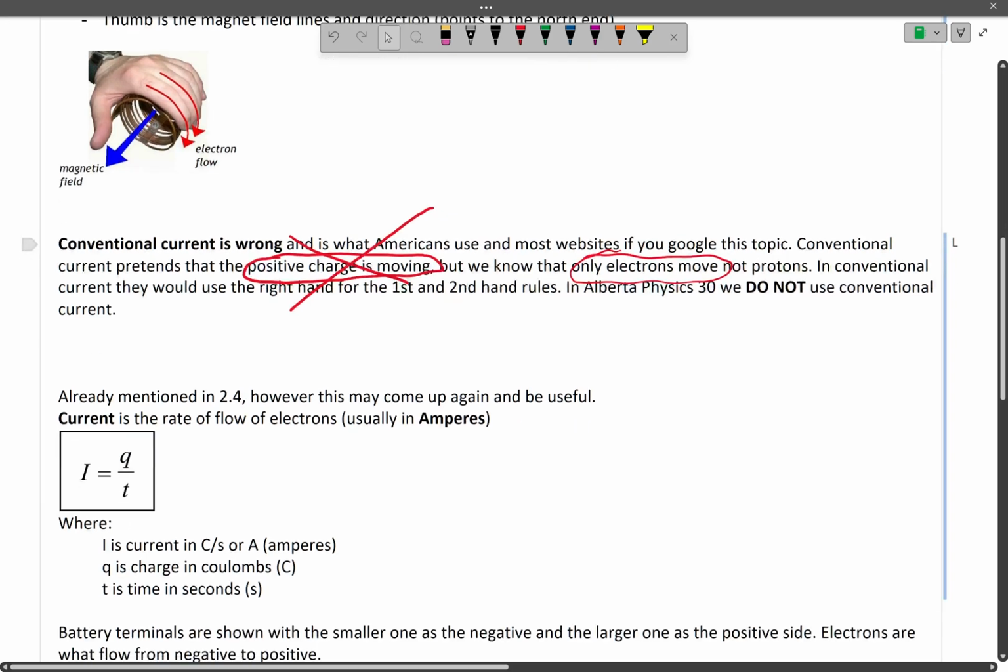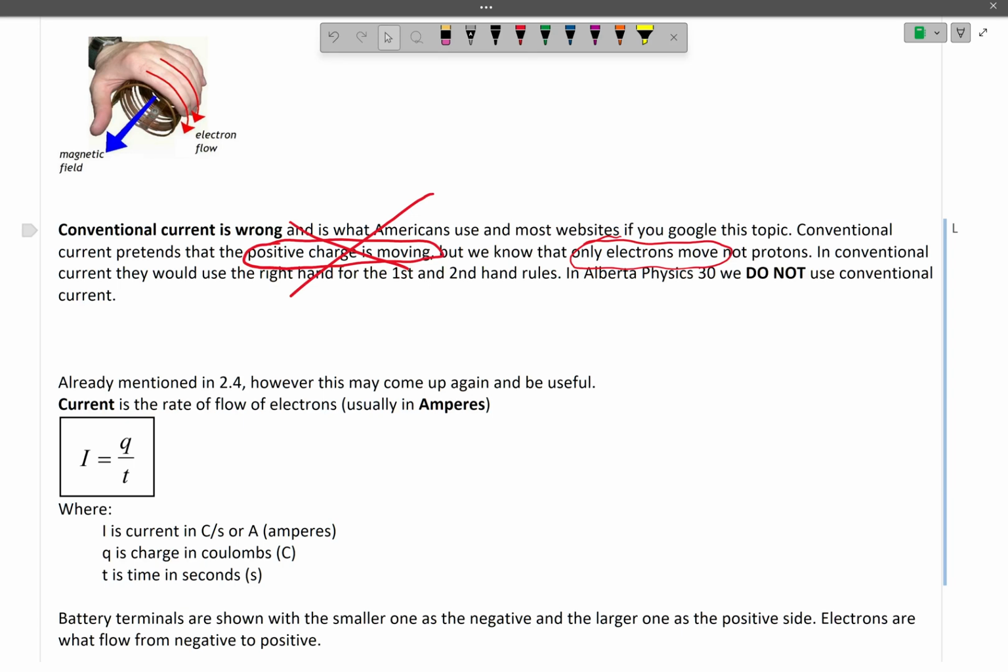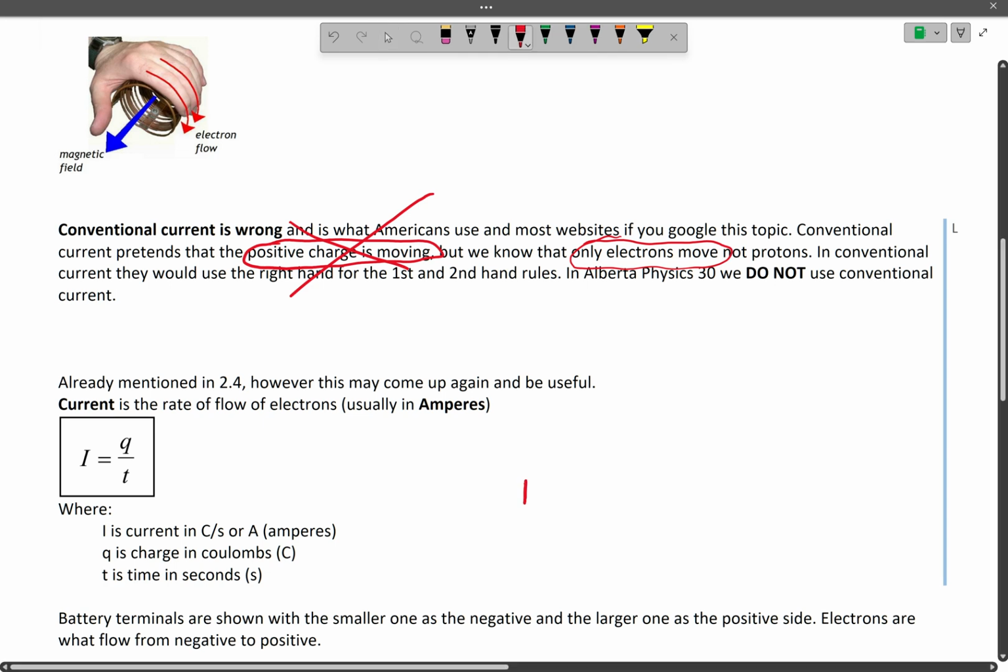Okay, I already mentioned this in a previous topic in 2.4, but it is useful again. Current is the rate of flow of electrons, so I equals Q over t. I is the current, Q is the charge, t is the time in seconds. And again, also talked about before, when battery terminals are shown, we show them like this. The smaller side is the negative.